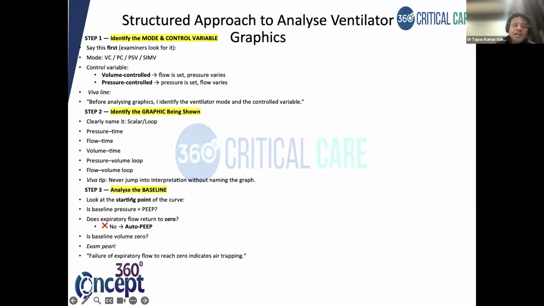Now, step 3 would be analyze the baseline. Look at the starting point of the curve. Is the baseline pressure equal to PEEP? I have already said this. If it is starting a little bit above, that means it is starting at the PEEP level. So PEEP you have set at 5. Now, does the expiratory flow return to 0? If no, that means auto PEEP is there.